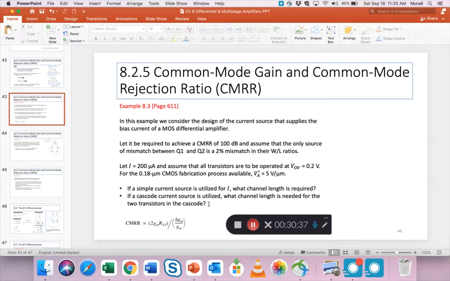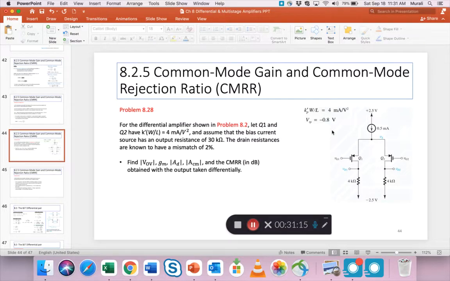Okay. So all these steps are in the textbook, page 611. I will let you look through it. I don't think it's all that difficult. It's interesting that for a 2% mismatch in the W by L ratio, you can see how he converts that to a mismatch for use in this formula. So take a look, and if you have any questions, we can discuss it.